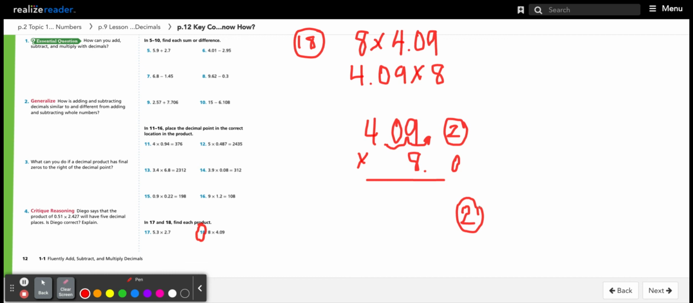So when I multiply, I get 8 times 9 is 72. Write down the 2, carry the 7. 8 times 0 is 0, plus 7 is 7. 8 times 4, 32. Last step, move the decimal point back into the problem. My answer is 32.72.